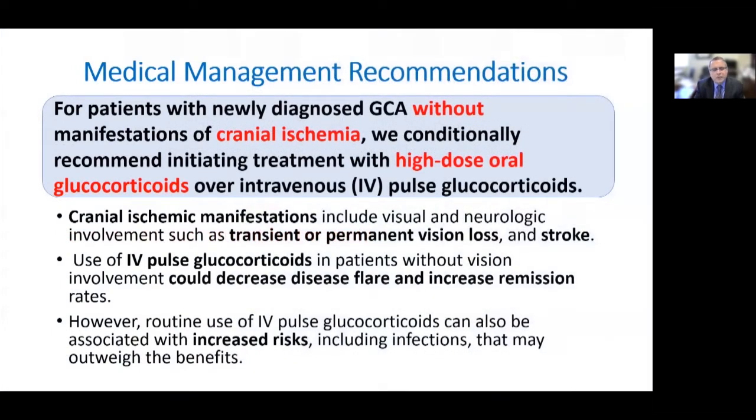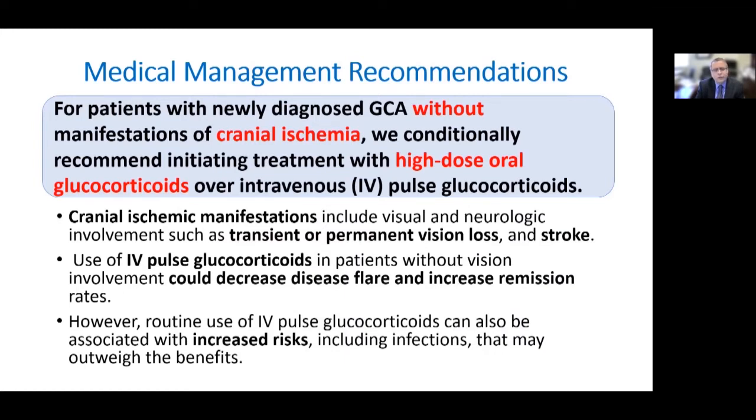So there are different aspects of management of patients with giant cell arteritis, and it really depends on their presentation, and what else you find in the course of this diagnosis and what kind of complications they may have. If a patient presents without cranial ischemia, and by that we mean transient vision loss or double vision or even permanent vision loss, so there is none of that severe ischemic event, including sometimes stroke, then the recommendation is high-dose oral glucocorticoids.